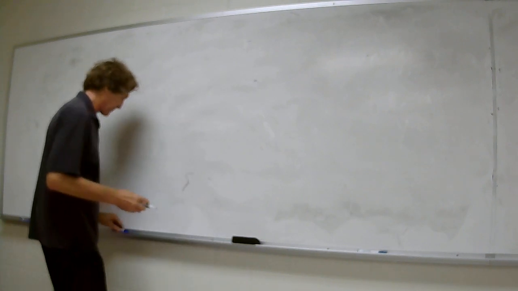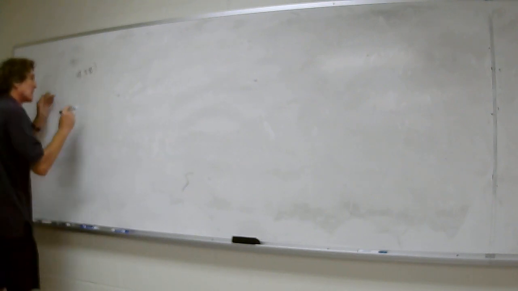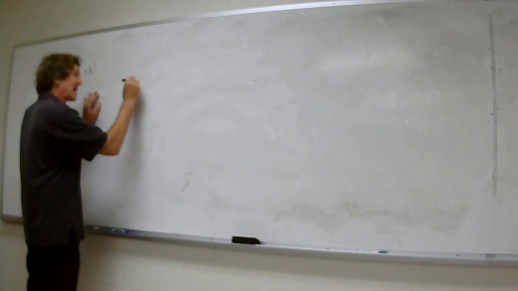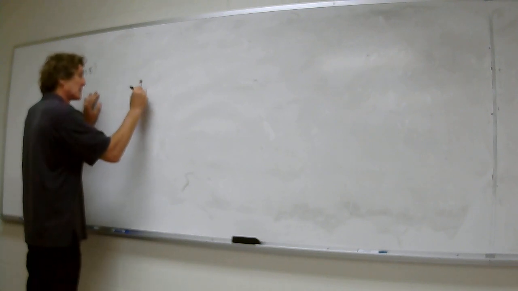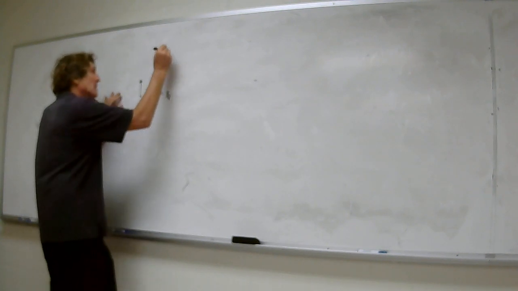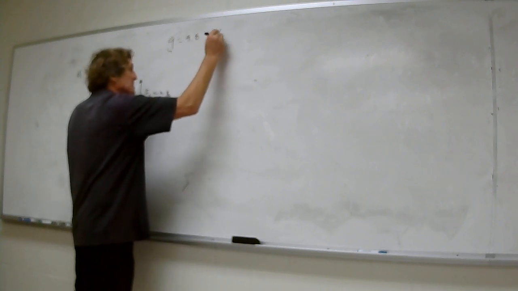All right, so let's try 4.38. Anybody? Gravitational force on a mass is F equals mg. So we've got a mass, and a force due to gravity equals mg, and we know g is 9.8 meters per second squared.